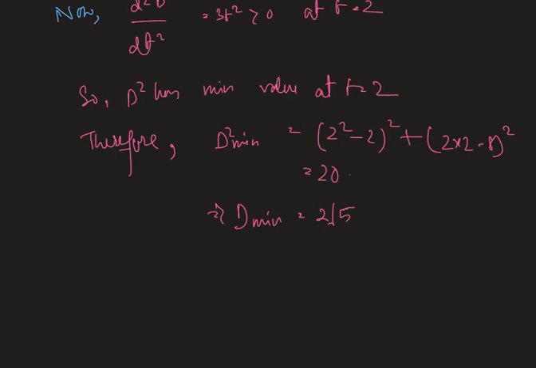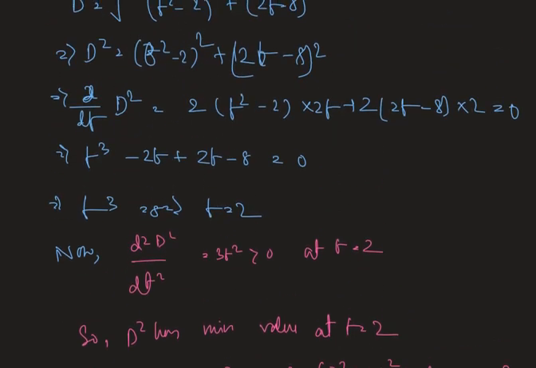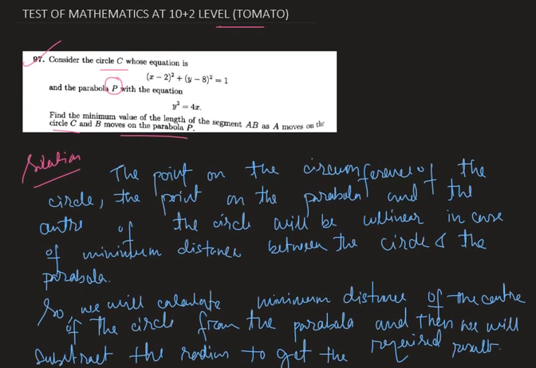Okay. Therefore, the required distance is 2 root 5 minus 1, as the radius of the circle is equal to 1. Okay. So this is the required result, and that's all for today.